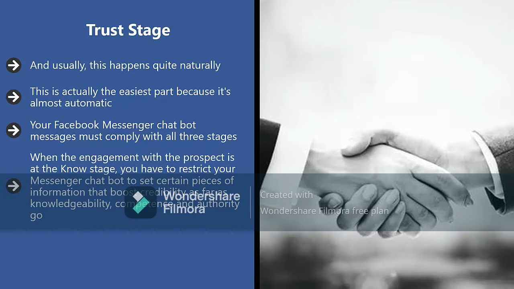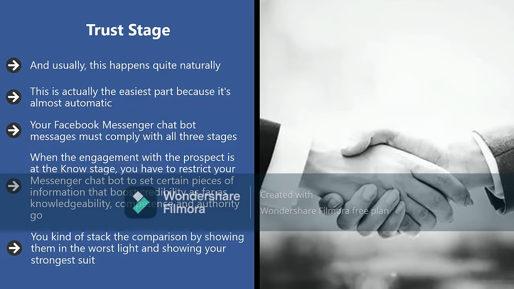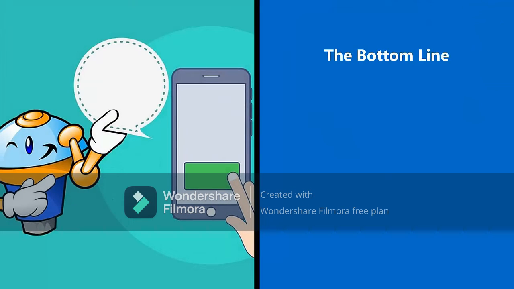When the engagement with the prospect is at the know stage, you have to restrict your Messenger chatbot to certain pieces of information that boost credibility as far as knowledgeability, competence, and authority go. On the like stage, the kind of messaging you send must be comparative in nature. In other words, you position your brand according to its strengths, and then you line that up with the weakest points of the competition. You kind of stack the comparison by showing them in the worst light and showing your strongest suit. And then finally, you get to the trust stage, and this is usually filled in or assumed by the prospect.